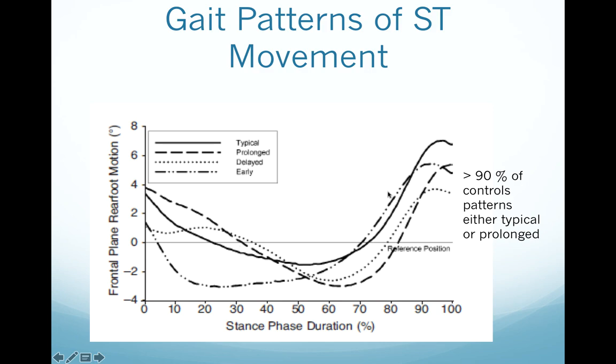You can see eversion is negative here and then inversion is positive here. Essentially, these are the variety of patterns that we see, and all of the patterns show this kind of inversion in late stance, suggesting that it's necessary to use this mechanism to lock the mid-tarsal joint for push-off. And then we see some variability that's normal in terms of how much eversion occurs earlier in stance. And this pattern here kind of stands out as this early eversion pattern or early pronating pattern in these individuals.